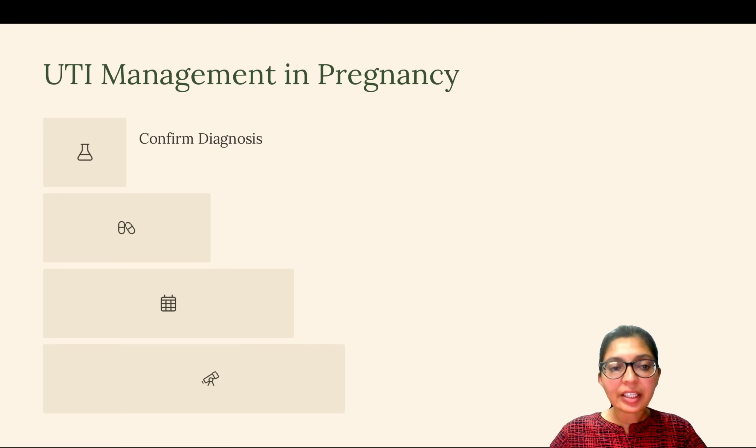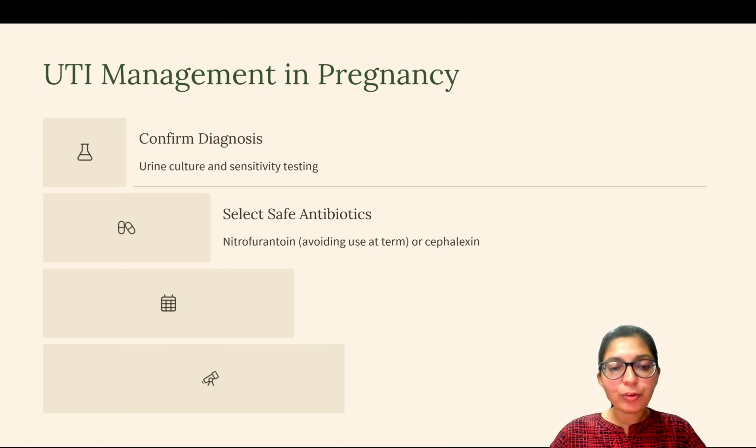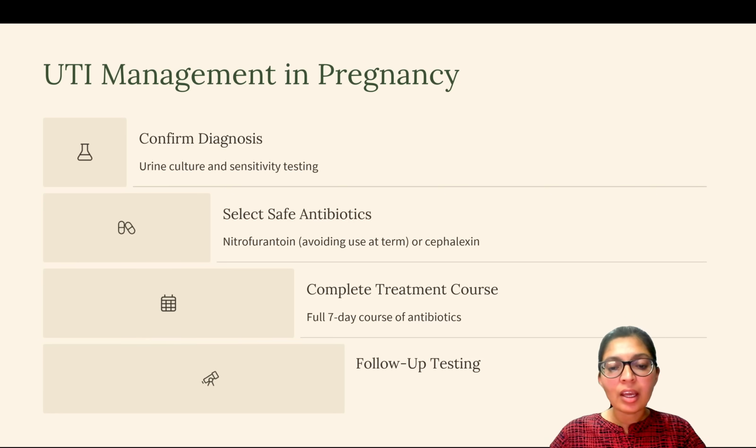UTI management in pregnancy includes confirmed diagnosis, which is done by urine culture and sensitivity testing. Select safe antibiotics, nitrofurantoin, avoiding use at term, or cefalexin. Complete treatment course. It is very necessary to complete the course to avoid resistance. Full 7-day course of antibiotics. Follow-up testing, repeat urine analysis and culture after treatment. So these are the steps to be followed in UTI management in pregnancy.